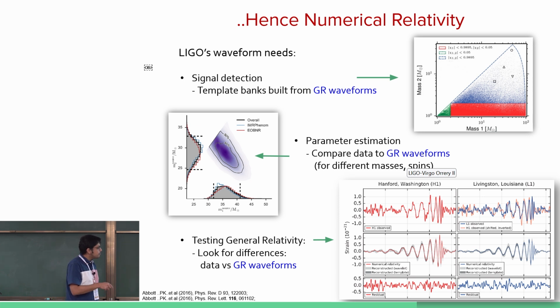Okay? And finally, the third important aspect is being able to test GR using these gravitational wave signals that give us a unique window into very dynamical, very strong field gravity. And here also we need very high precision waveforms, especially waveforms that capture the near merger as well as the post merger process of the two body system.